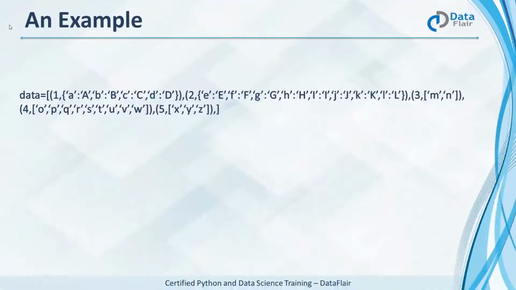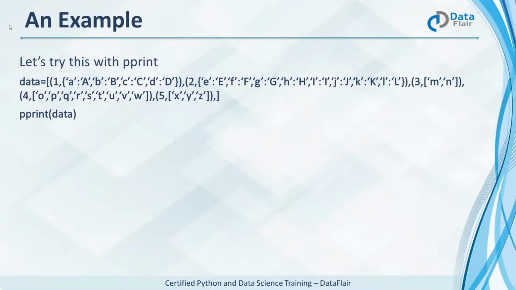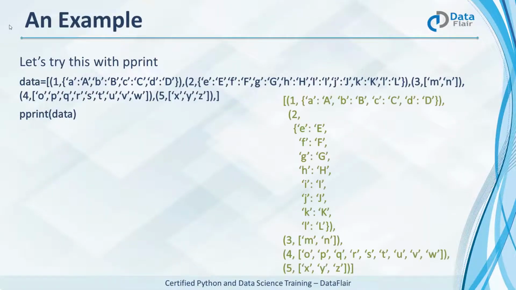Let's take an example. Data is this list holding tuples holding dictionaries. When we print it, it prints this way. But when we pretty print it, the output seems more readable and pretty.